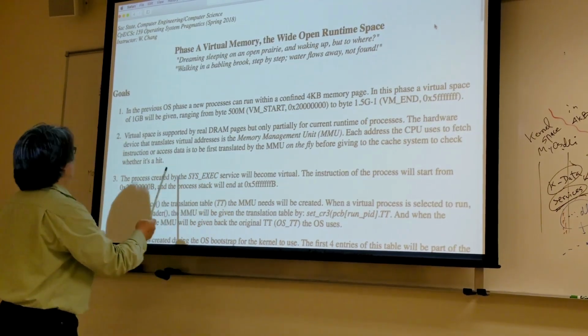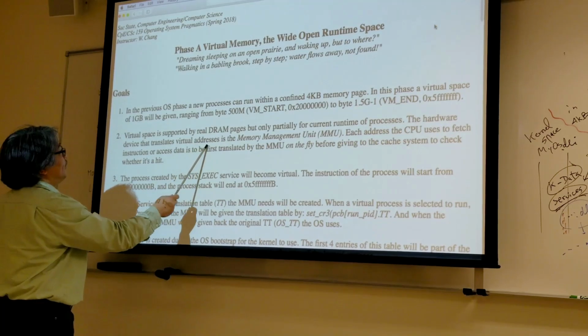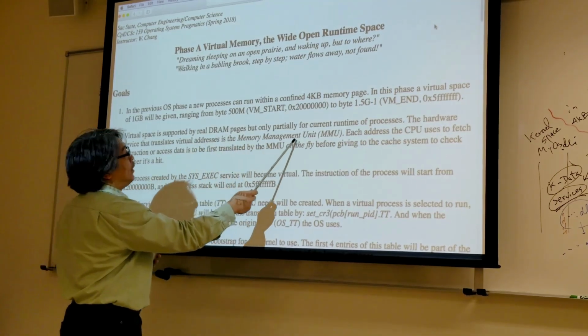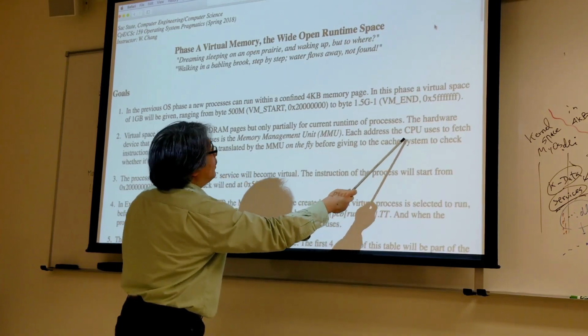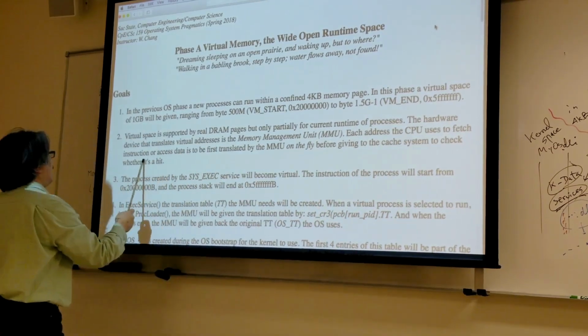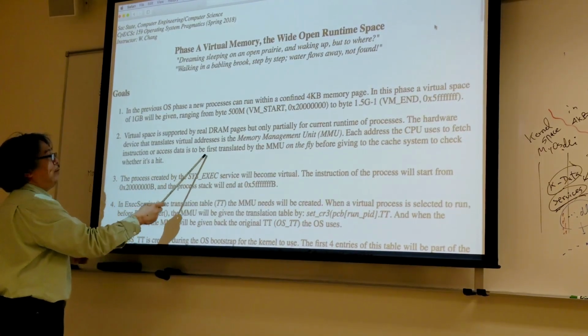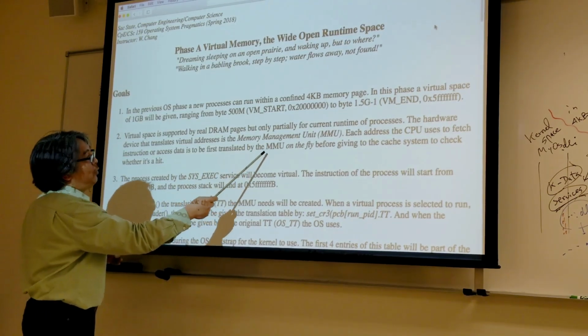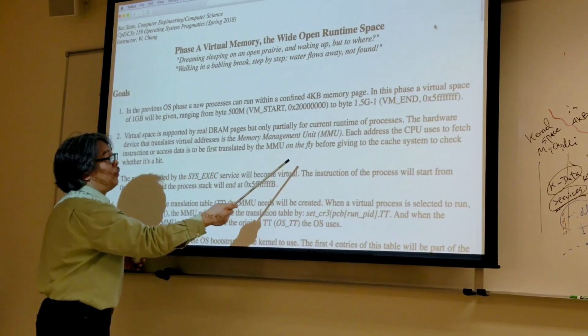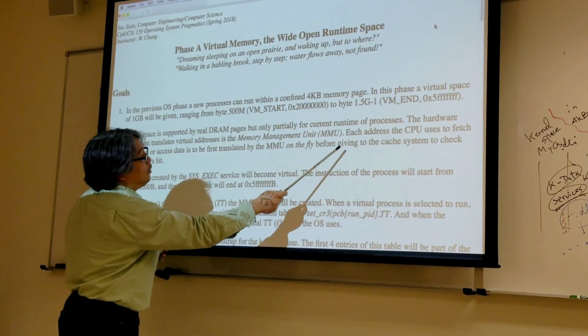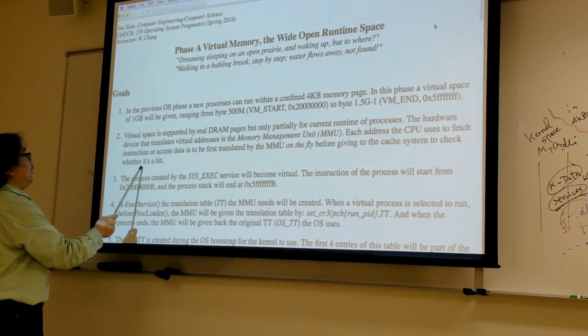The hardware device that translates virtual addresses is the memory management unit. Each address the CPU uses to fetch either an instruction or data is first translated by the MMU on the fly, before giving that real address to the cache system to check whether it's a cache hit.